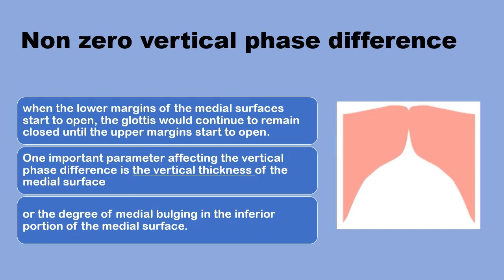Because of the difference in the phase between the inferior and the superior parts of the surface of the medial ends of the adducted vocal folds, when the vocal folds start to open up at the inferior part, they are still closed and maintain closure of the glottis at the upper part.